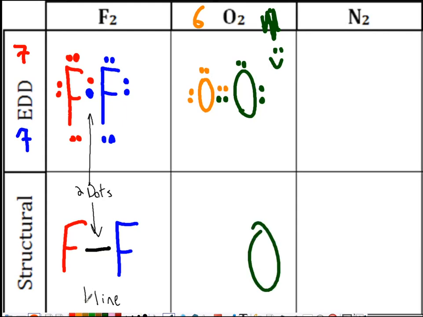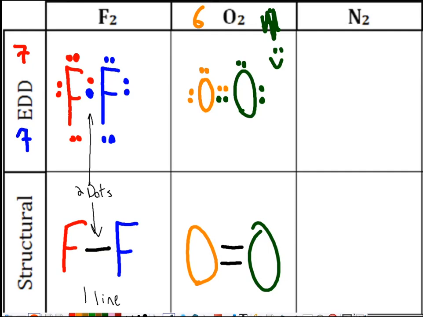Now, when I draw my structural formula between my 2 oxygens, I am sharing not 2 dots, but 4 dots are shared, which means this is a double bond, which looks like an equal sign when it's written horizontally. So there is your double bond with oxygens.